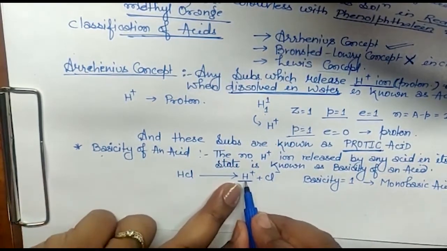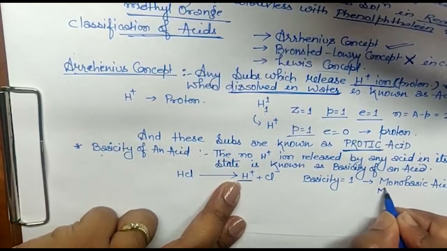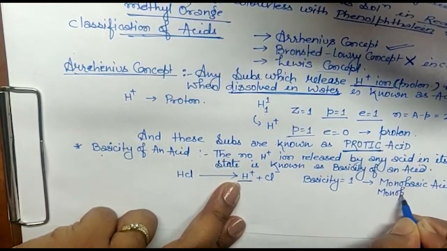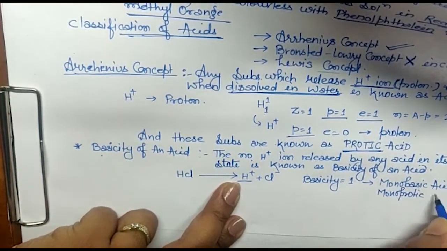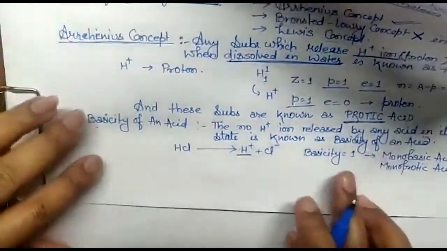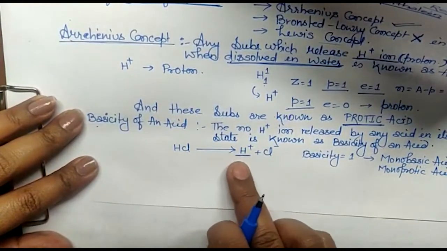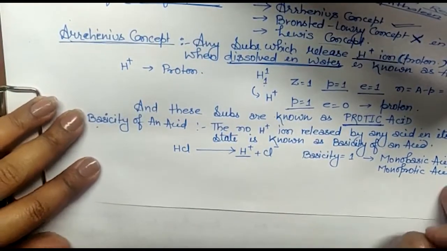So 1 H+, 1 proton it is donating. So that's why it is also known as monoprotic. Hope it is clear. Mono means 1 and basicity is 1, so that's why it is known as monobasic. And since it is losing 1 H+ ion, that's why it is monoprotic.